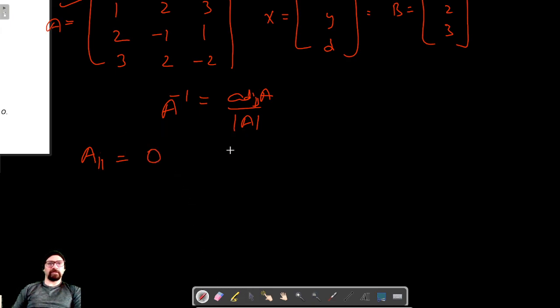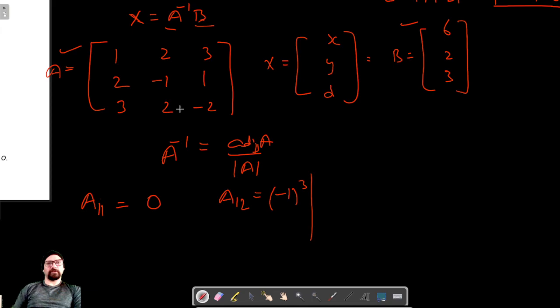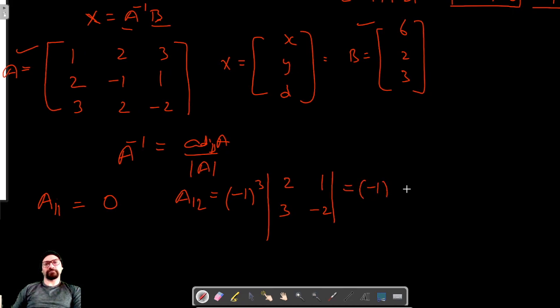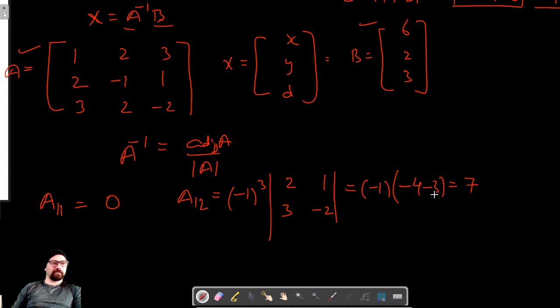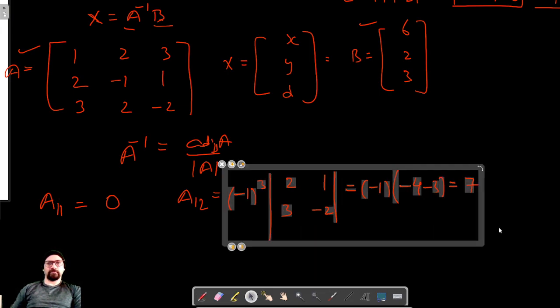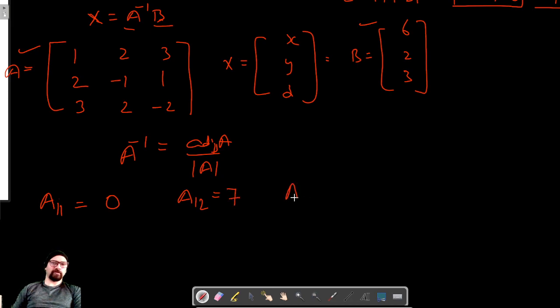So this is 0. And let's find A12, which is minus 1 raised, and then 2, 1, 3 minus 2, which is equal to minus 1. This is minus 4 minus 3, and this is equal to 7. So A12 is 7. I'm just going to put the value here. Similarly, we can find A13. So this is positive. A13 is 2 to the 4, and plus 3 is 7. So A13 is 7.